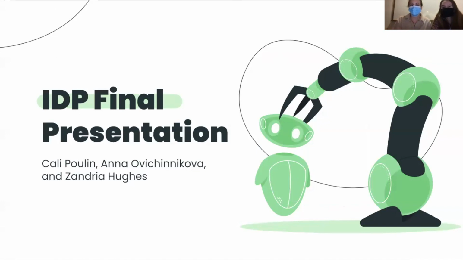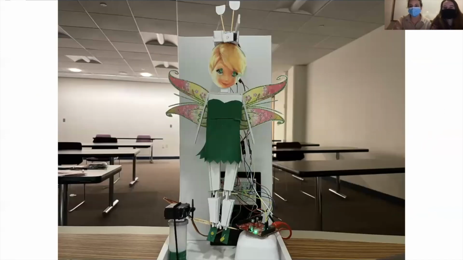Hello, this is Callie, and I worked with Anna and Zandria for our integrated design project. This is our final animatronic product, Tinkerbell. We created her mainly out of foam cord, along with toothpicks for the hinge parts, and also a lot of use of the glue gun.